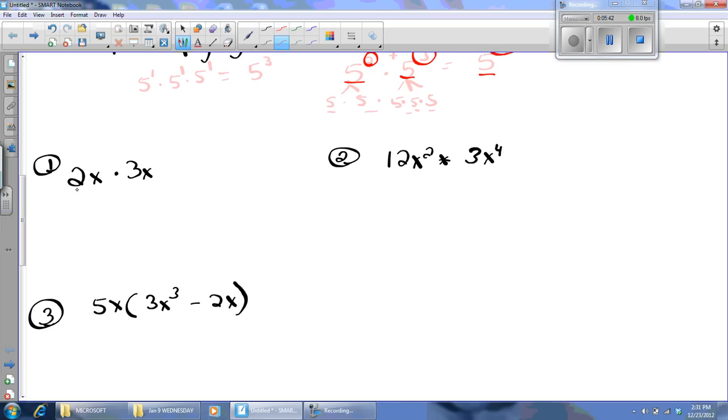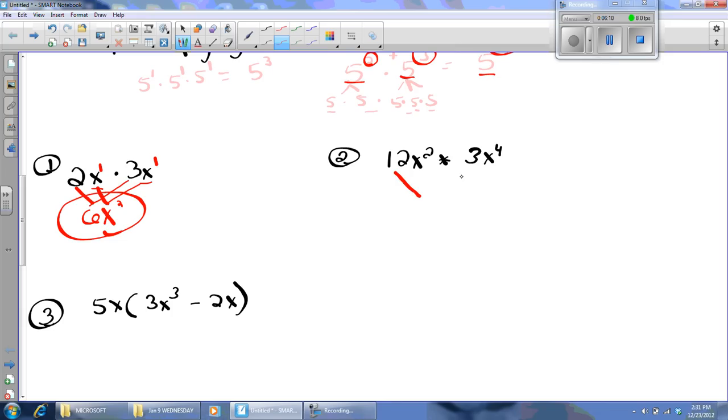Now these are so simple. I'm going to do 2 times 3 and I'm going to get 6. X times x. Those who are thinking that it's x are thinking that 3 times 3 must be 3. No, I got x to the first times x to the first. That's x to the second power. There you go. The bases are x. I added the exponents.